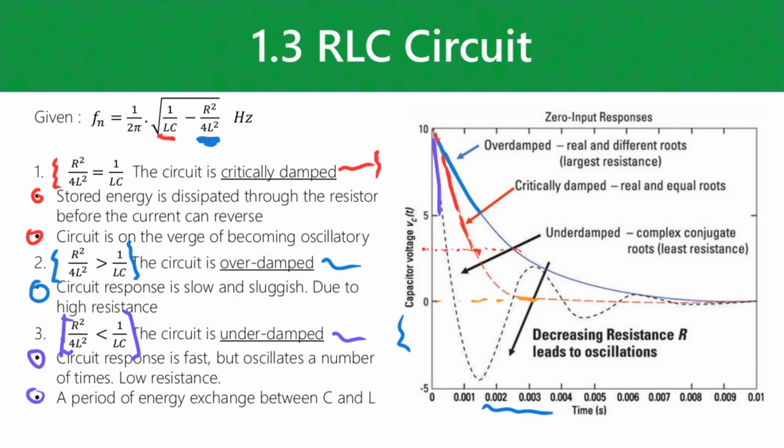Where else do you have it? I want to say you have it with ABS braking, but ABS braking is actually more of a modified critically damped system. But essentially, that's just to help you picture what overdamped, critically damped, and underdamped mean. All right, so let's just quickly take a look here.